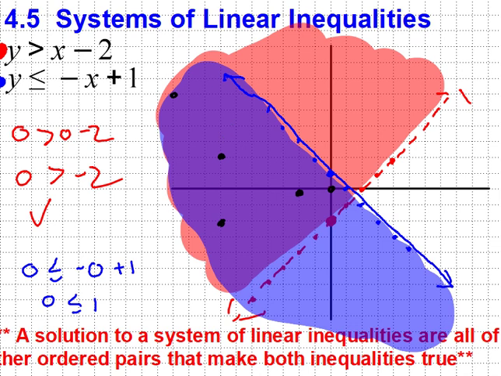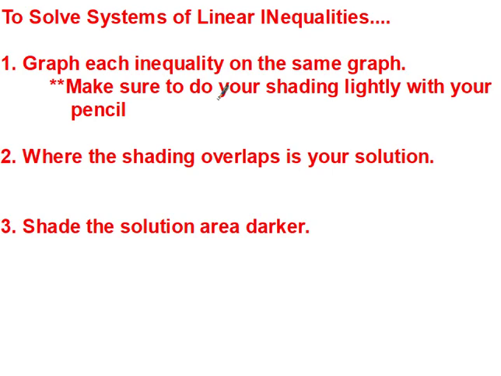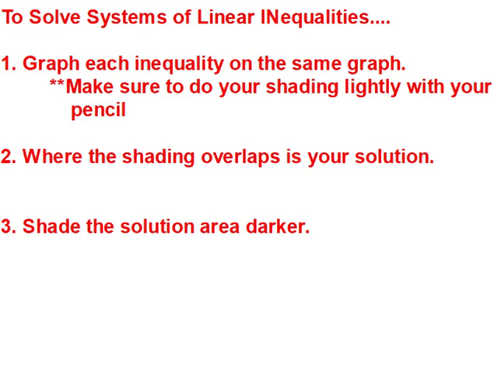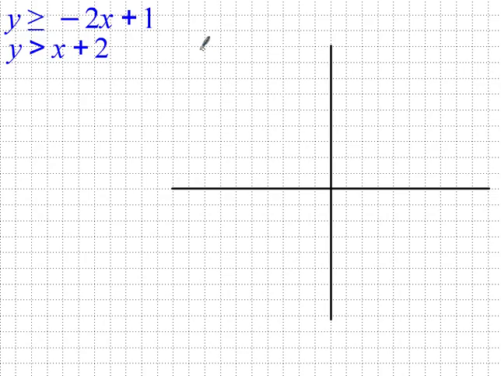A couple things to notice is you need to be careful when we shade, and we'll talk about that in this next slide. To graph systems of linear inequalities, graph each inequality on the same graph. Make sure to do your shading lightly with your pencil. When we graph our first one, we want to shade lightly. When we graph our second one, we want to shade lightly. That way we can see the overlap. Once we see the overlap, that is our solution. And that section, we need to shade just a little bit darker so it pops out and we can see what the actual solution to the system of inequalities is. Make sure we get these down, and let's try some more.